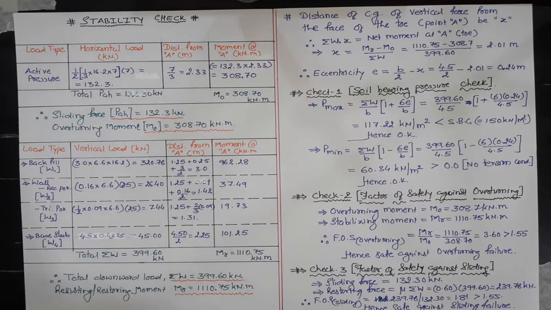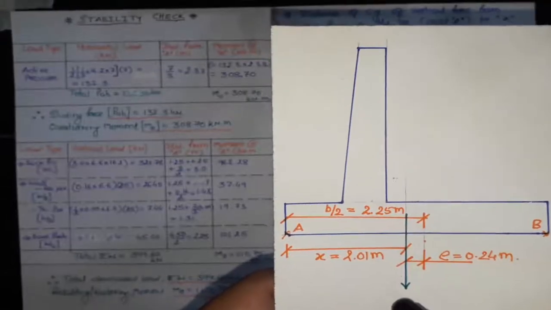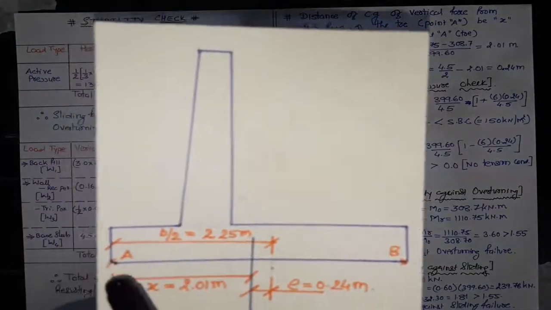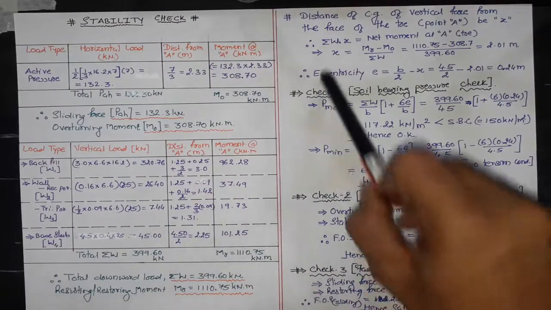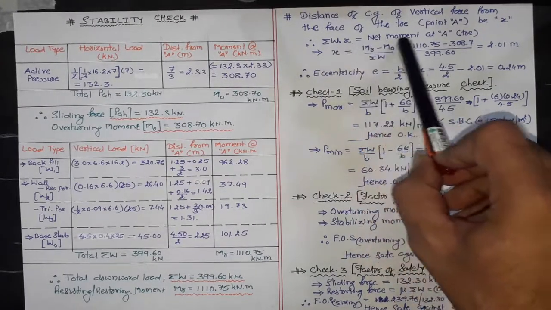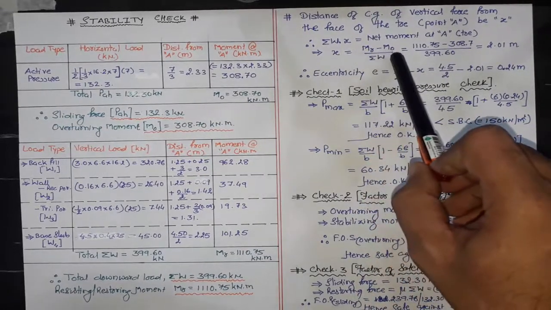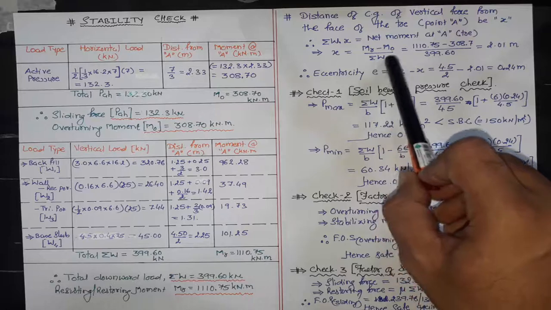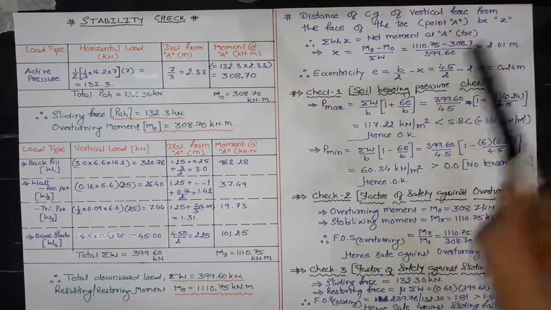Now let x be the distance of vertical forces from point A. Let this x be the distance of all vertical forces, this is sigma W, from point A. Therefore, for equilibrium at point A, sigma M should be equal to 0. That means sigma W into x should be equal to net moment acting at point A. Therefore, x will be equal to MR minus MO, where MR is the clockwise moment minus the anti-clockwise moment, divided by summation of all vertical forces. This comes out to be 2.01 meter.